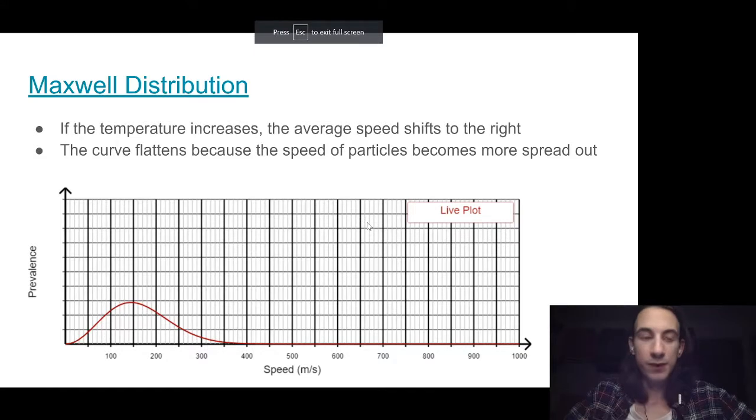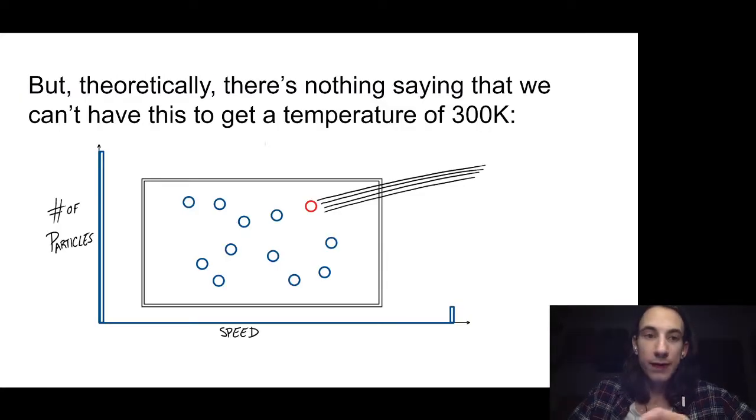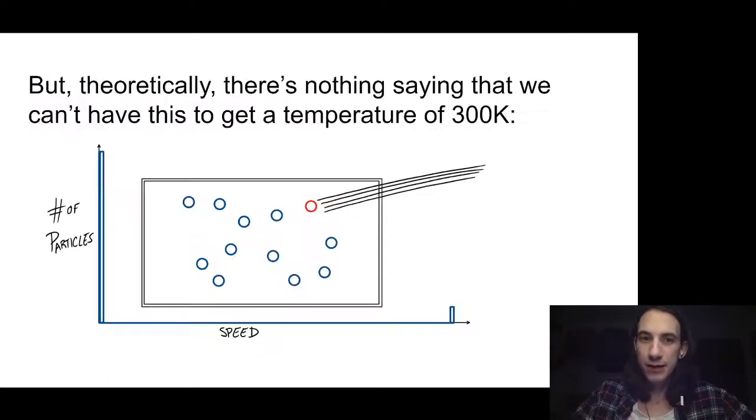So again, we just said that if the temperature increases, the average speed shifts to the right, and the curve is going to flatten because the number of particles is constant, and they have to become more spread out. So we said we have this distribution where the particles are all spread out, but based on what we know right now, there's nothing that says that this can't happen.